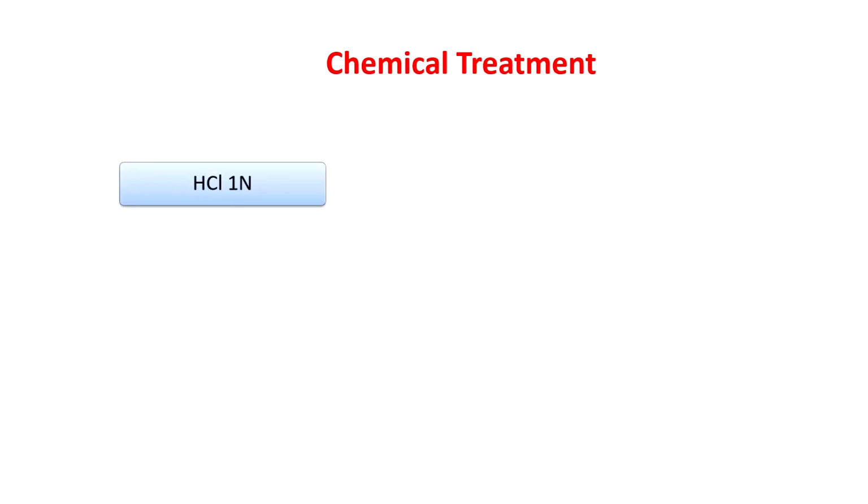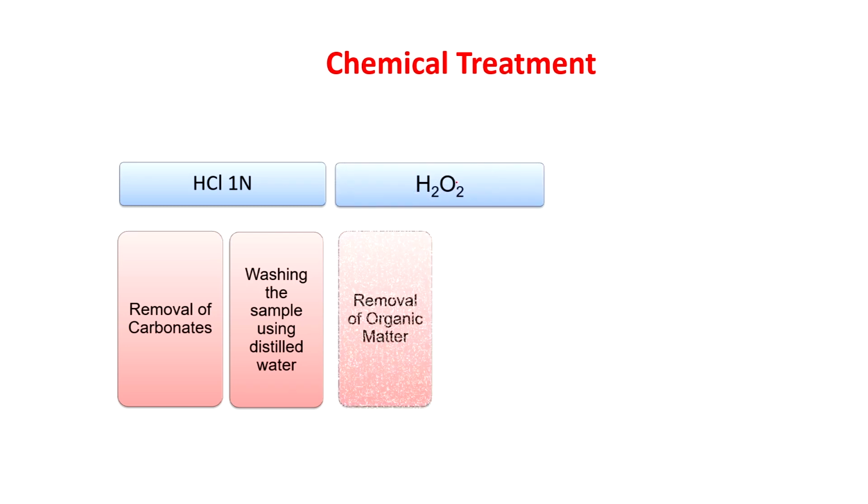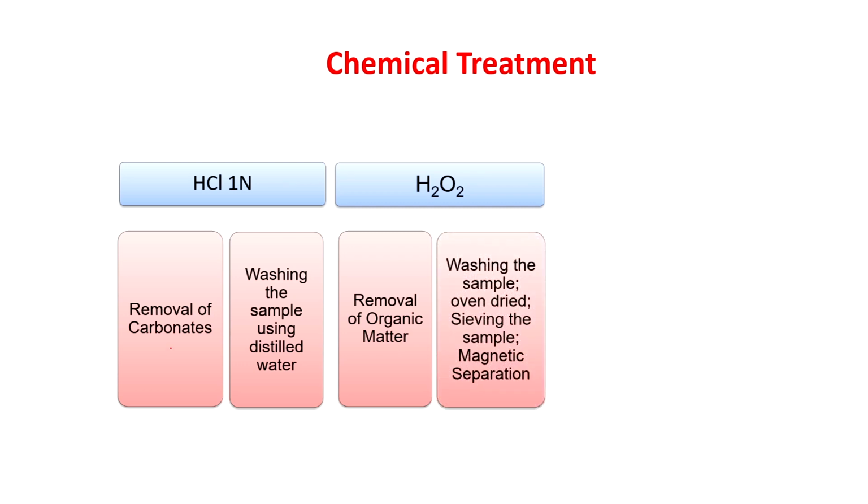Okay. For chemical treatment, initially for removal of carbonates, we use 1 normal HCl and then wash the sample with distilled water. Then we also use H2O2 to remove the organic matter, and then wash the sample, oven dry, and sieve the sample. Magnetic separation we mainly do, because we don't want the magnetic minerals.